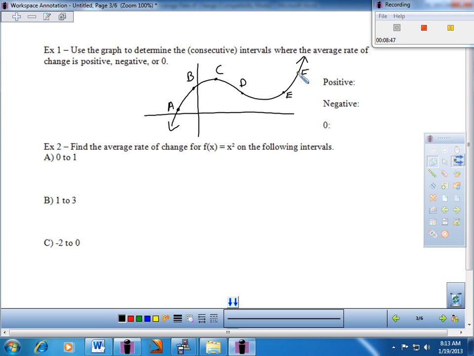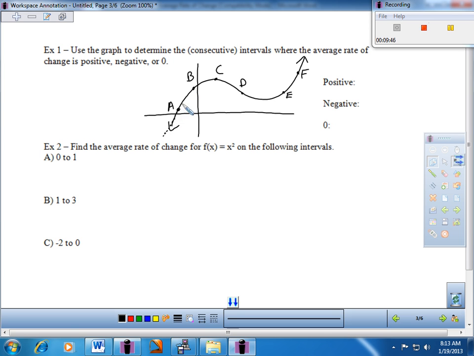So let's go ahead and do a couple here and start getting us sort of thinking. Let's go in those consecutive intervals, and then we'll go ahead and place it in either the positive part here or the negative part or the 0 part. Okay, so what do you think? Do you think that the average rate of change from here to here is going to be positive or negative or 0?